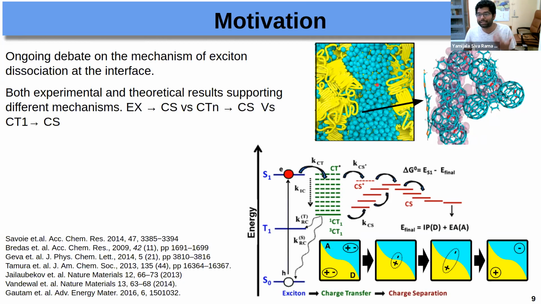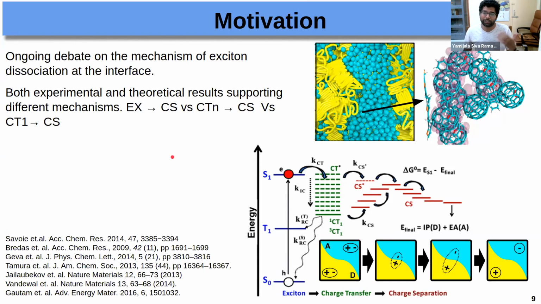The typically accepted mechanism for exciton dissociation in an organic photovoltaic system is that, once we start shining the light, there will be generation of excitons either at the donor or at the acceptor phase, and these excitons will migrate towards the interface, where they will be separated into the charge transfer state. This charge transfer state can be further separated to form what is known as the charge separated state, or these charges can recombine.